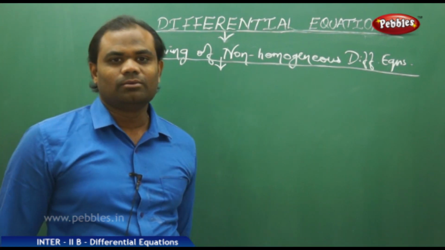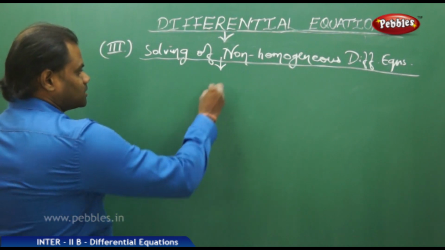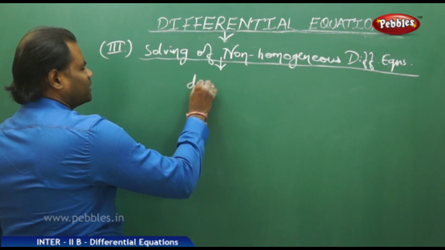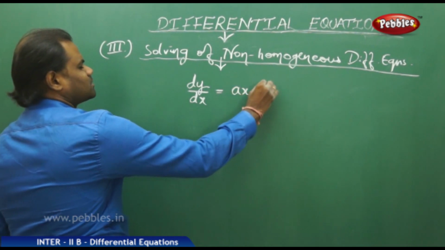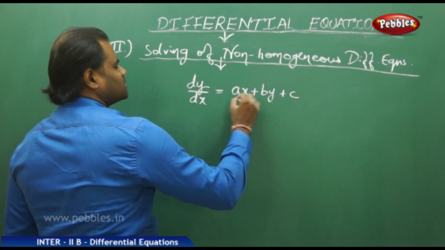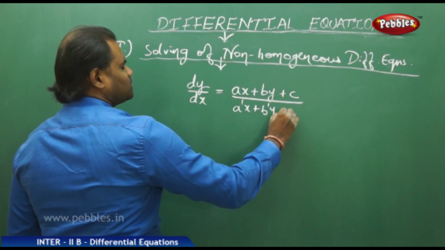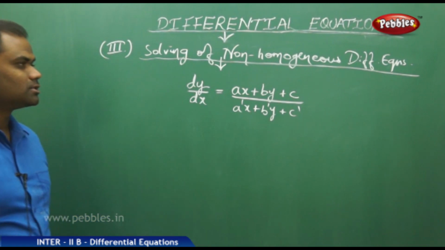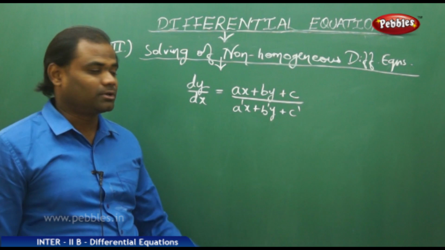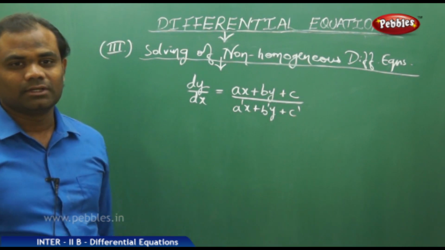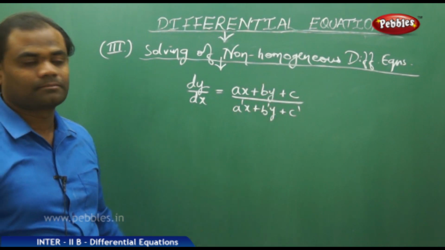Solving of non-homogeneous differential equations has two cases, where generally a differential equation in the form dy by dx equals ax plus by plus c by a dash x plus b dash y plus c dash is solved. Clearly this is a non-homogeneous differential equation because the right hand side function is non-homogeneous. The degrees are not same.